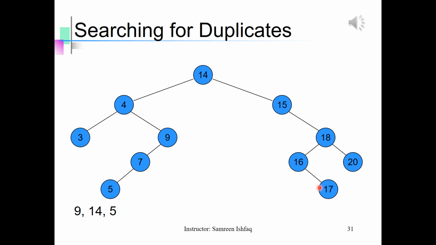The next three numbers are duplicates. They will be discarded and displayed as duplicate numbers on screen to the user. We will compare 9 with 14. 9 is less than 14. Then we will compare 9 with 4. 9 is greater than 4. We will compare 9 with 9. Both are the same. So we will discard 9 and display a message on the screen that 9 is a duplicate.